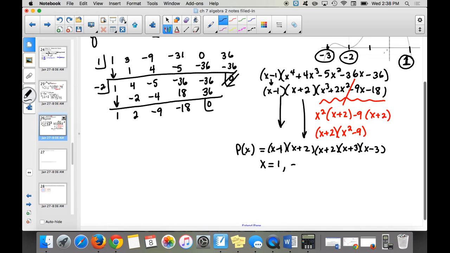We have 1, -2, which actually has multiplicity 2. It's listed twice. We have -3 and 3. Why do we have 5 answers? Because it's an x to the 5th equation. We should have 5 answers in the end. That's what we did. These are all the x-intercepts.